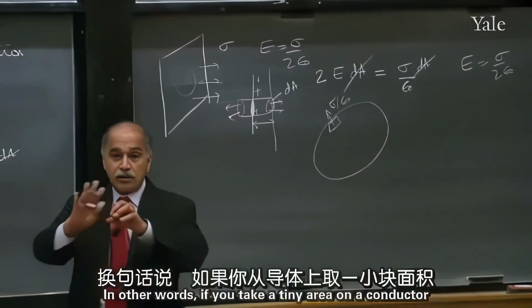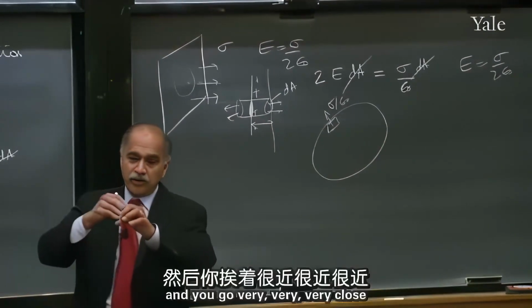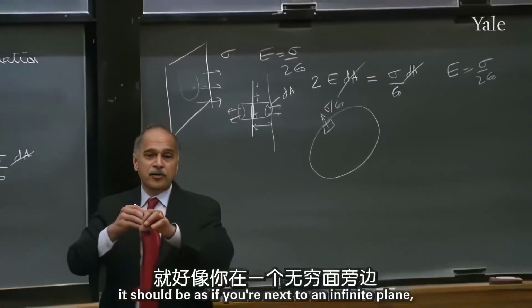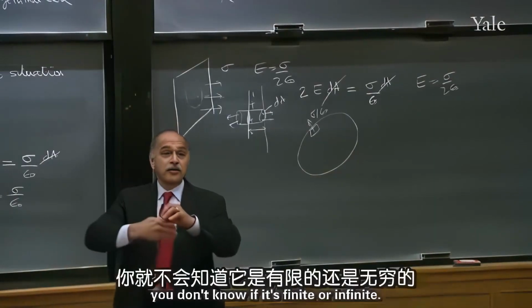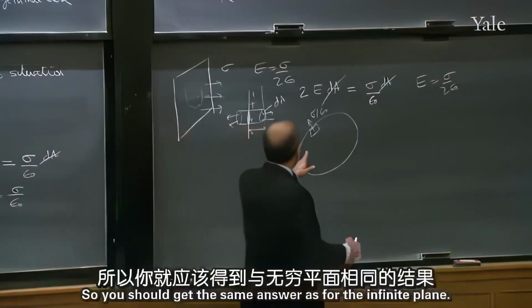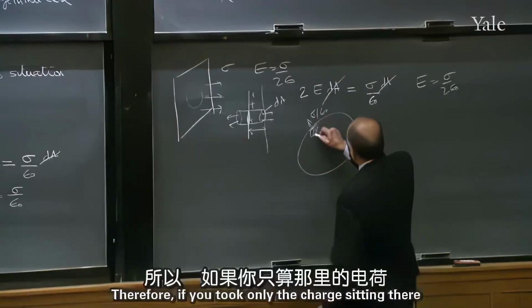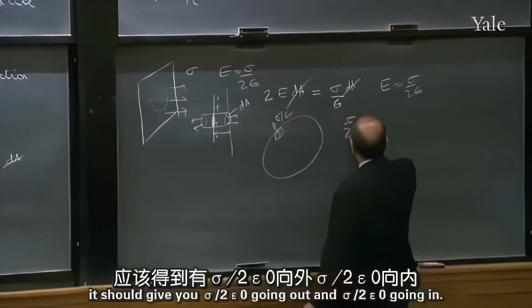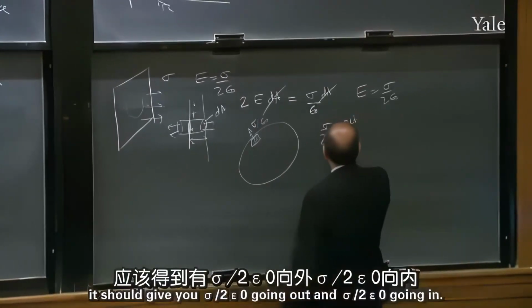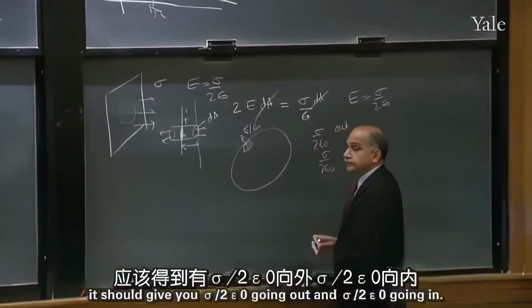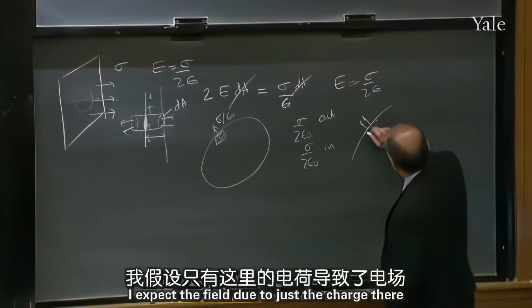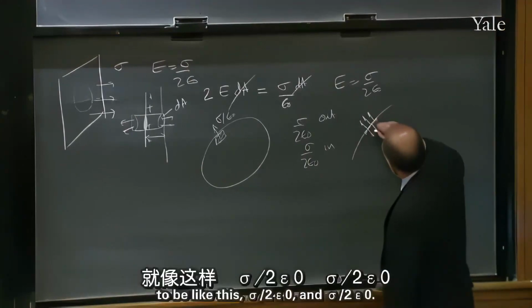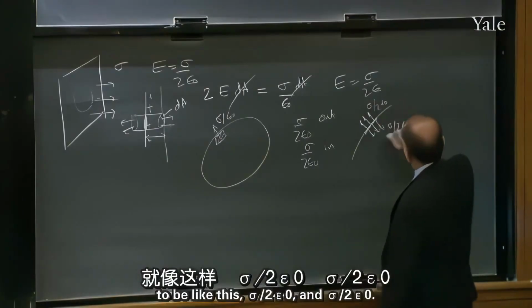In other words, if you take a tiny area on a conductor and you go very, very close, it should be as if you are next to an infinite plane. Because if you're very, very close to the surface, you don't know if it's finite or infinite. So you should get the same answer as for the infinite plane. Therefore, if you took only the charge sitting there, it should give you sigma over 2 epsilon 0 going out and sigma over 2 epsilon 0 going in. In other words, let me draw a picture here. That's my tiny area. I expect the field, due to just the charge there, to be like this. Sigma over 2 epsilon 0 and sigma over 2 epsilon 0.